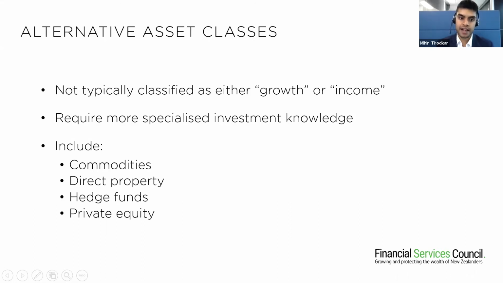Typical alternative asset classes are commodities, which are materials or resources or goods which are traded, such as steel, oil, wool, coffee. Direct property. This is owning property individually, not owning property through a fund which invests in property. Investing in hedge funds, which often have very varied strategies and are difficult to clump together in one group.